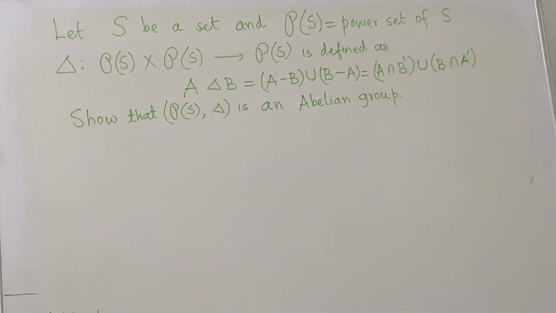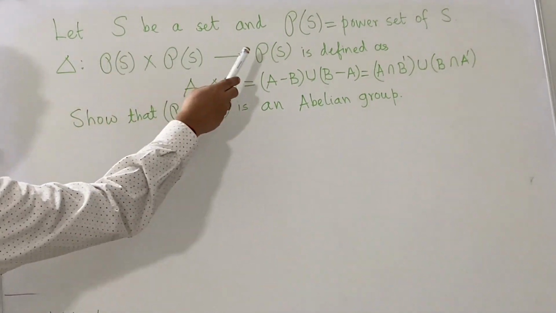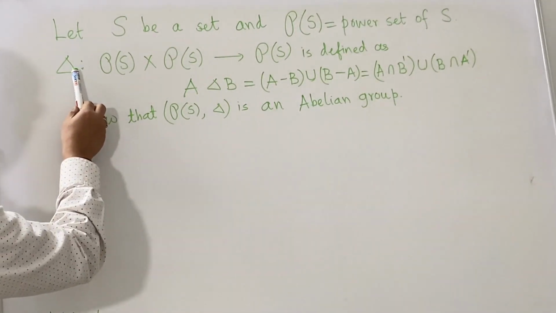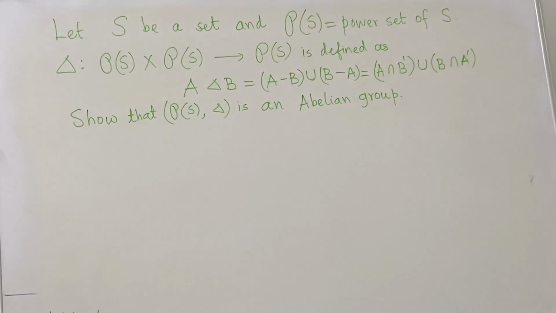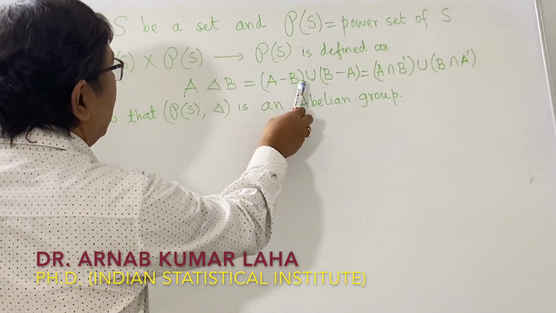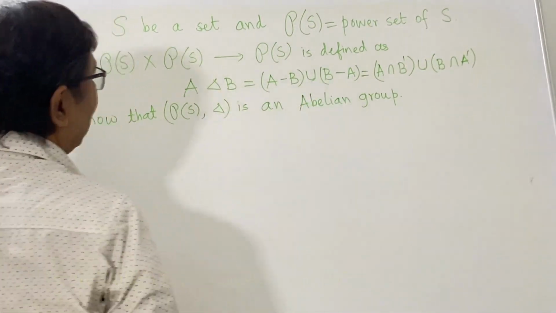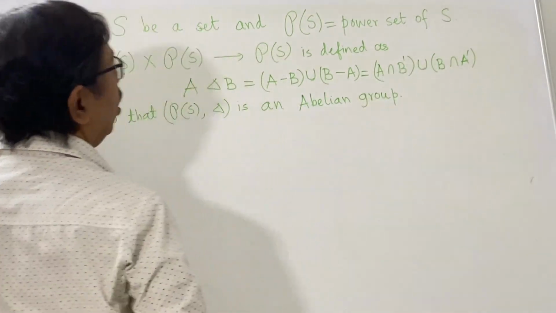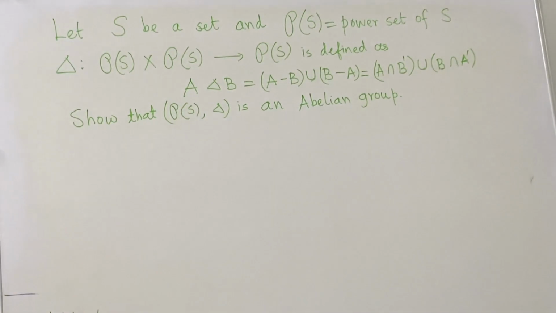In this edition, we will prove this result. Let S be a set and P(S) be the power set of S. That means the set of all subsets of S, including the null set. And we define the symmetric difference delta in this particular manner. So delta is a binary operation, and A delta B is A minus B union B minus A, which is equal to A intersection B complement union B intersection A complement.